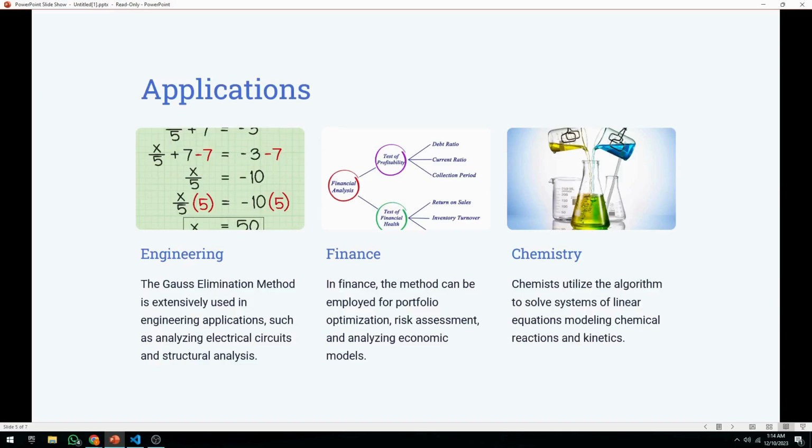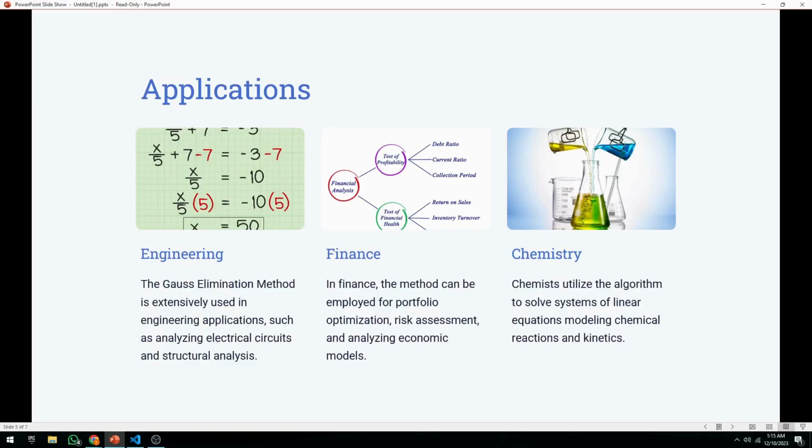As we know, today we are discussing the Gauss elimination method. So here I will be explaining the applications of the Gauss elimination method. First of all, we have engineering and physics, where solving systems of linear equations is a common task using the Gauss elimination method. It is used to solve problems involving the analysis of circuits, structure analysis, fluid dynamics, heat transfer, and other physical systems. And then we have other applications like economics and finance.